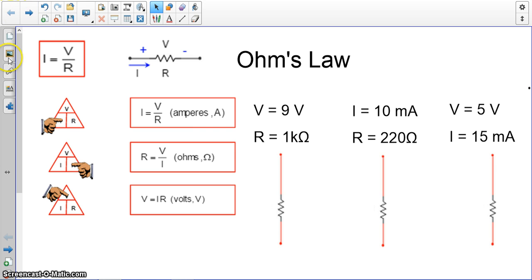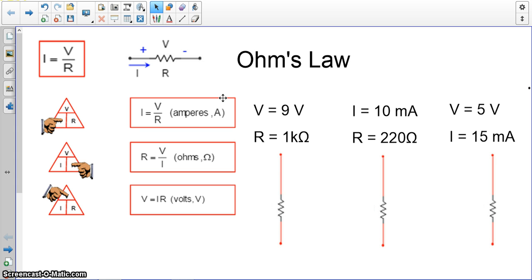All right, so here is Ohm's law, the relationship between the voltage, the resistance, and the current. I'm not going to get into what all those things mean so much. This is mostly for the math. How do you use Ohm's law? That's what this little video is for.